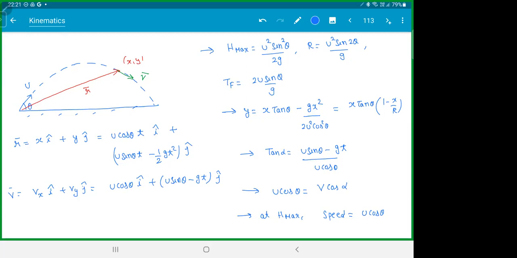Clear? Check it out, check it out. Ali, Pratyush, clear? Ivan, so far clear, everyone?